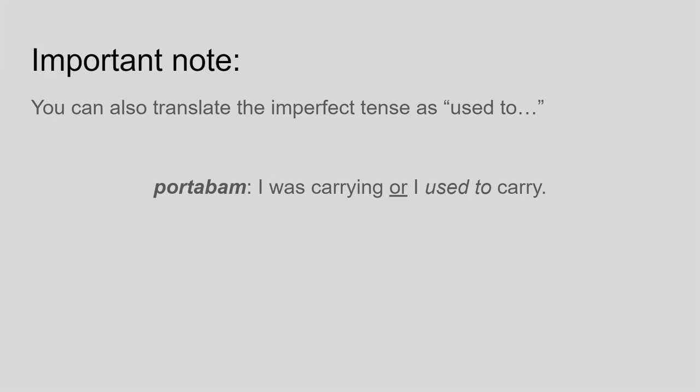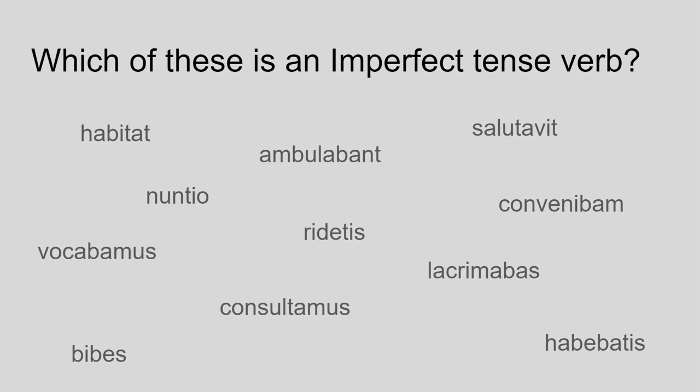Alright, so now you know how to recognize it. Which of these are imperfect verbs? Pause the video here to see if you can find them all, and I will show the answers in just a second. Okay, I hope you've paused it if you wanted to and found all the imperfect tenses, because I'm just about to show the ones in purple that are imperfect.